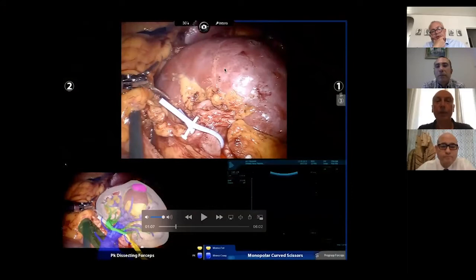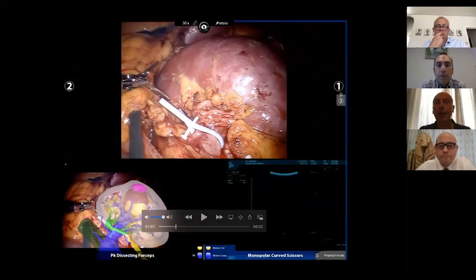At this point, thanks to the TilePro, we split the images. The image is split in three parts. The upper part is the real image. In the lower parts, we have two types of images. On the left part of the screen, we have the augmented reality, the superimposition of the 3D reconstruction.